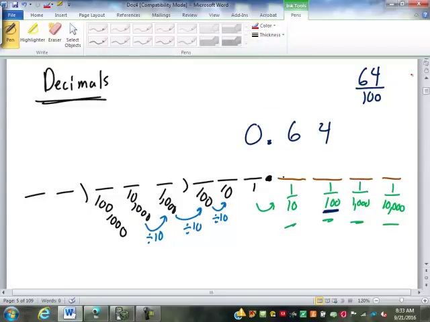If we were going to express this as a fraction, what would we normally do with it? Reduce it, simplify it. Both of those can be divided by 4, which would give us 16/25. Make sense? Kind of, sort of? Okay.